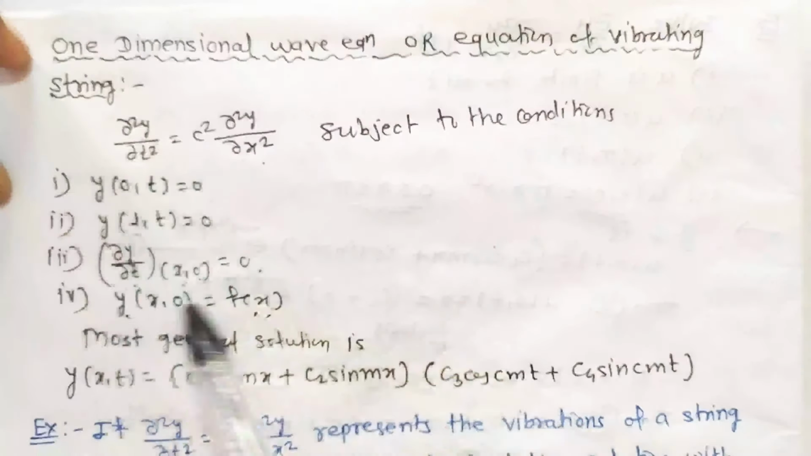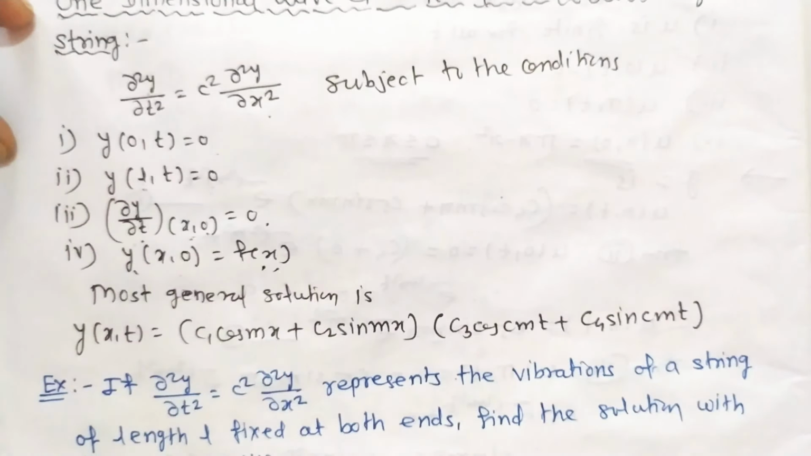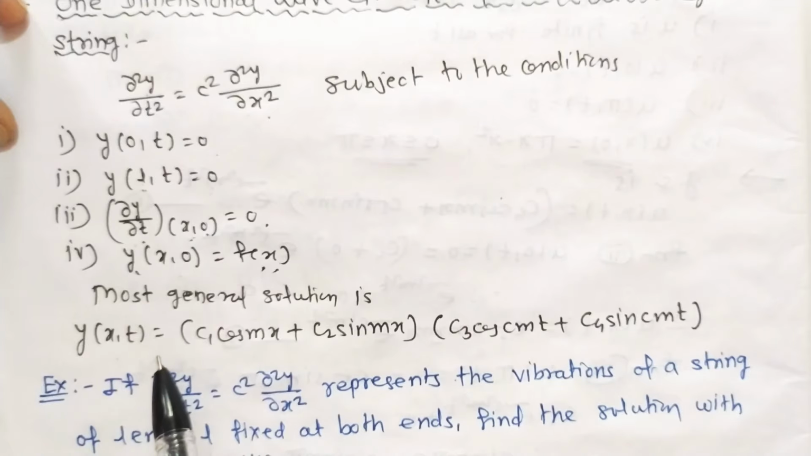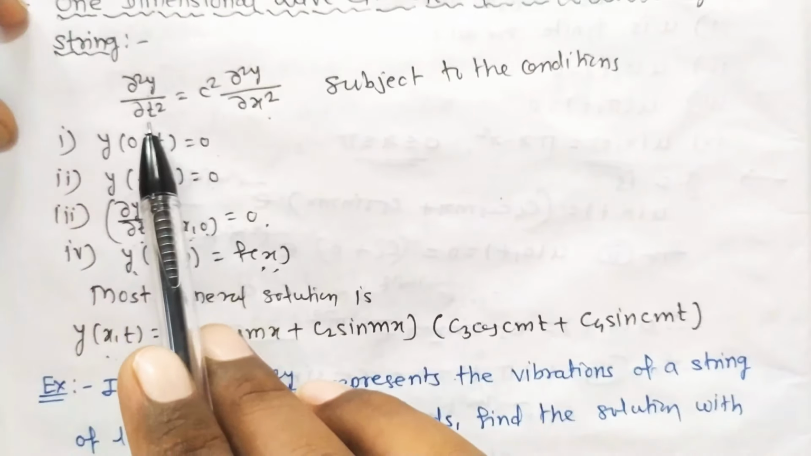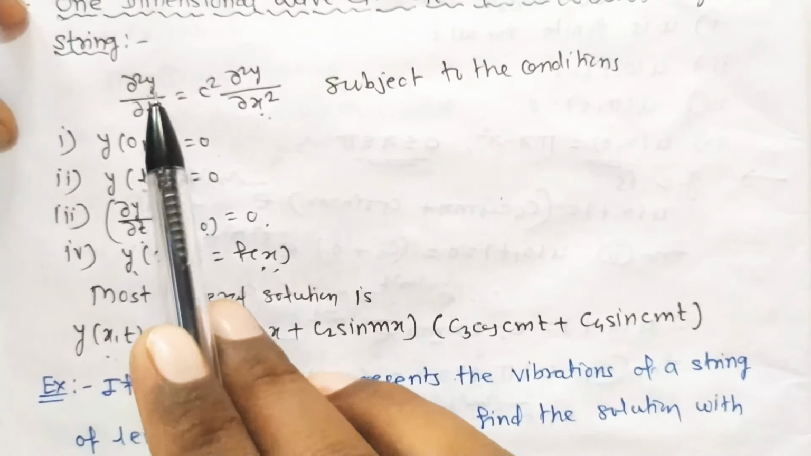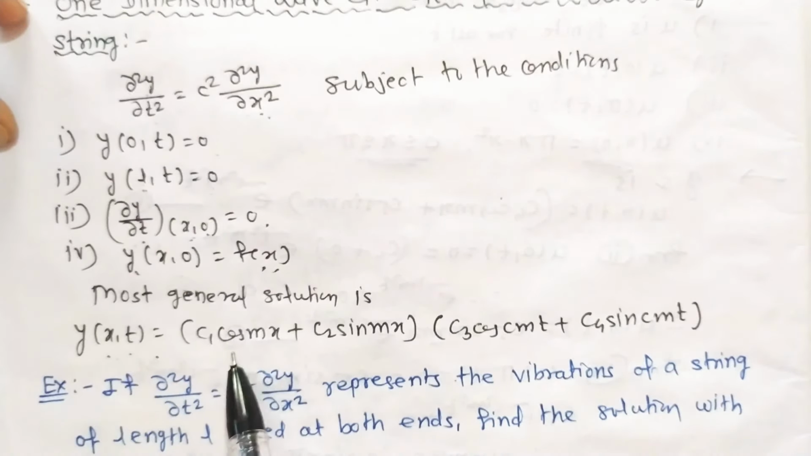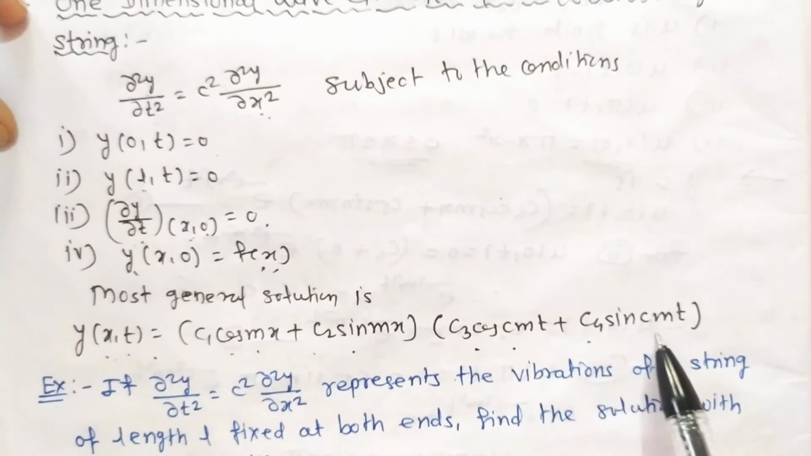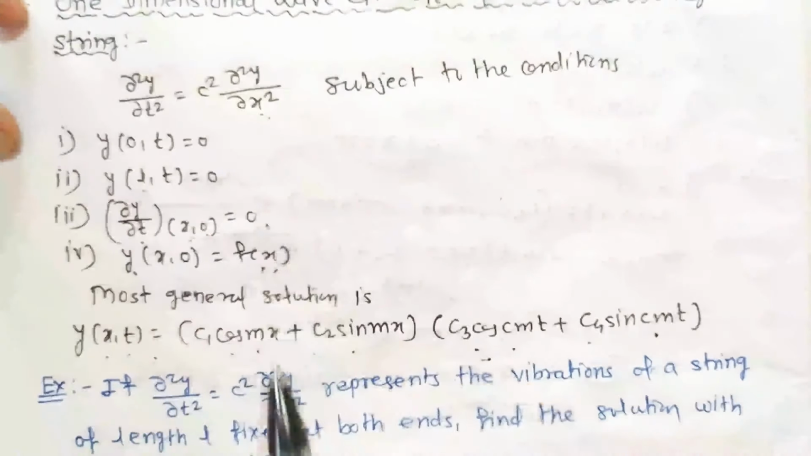So how do we solve such a wave equation? Like in the last heat equation, where we derived its solution, here we will use the solution directly. The most general solution of the wave equation is y(x,t), where y is the dependent variable and t and x are independent variables, meaning y is a function of x and t. So we can write y(x,t) = (c1 cos mx + c2 sin mx)(c3 cos cmt + c4 sin cmt). For solving problems we have to use this solution with the given conditions.